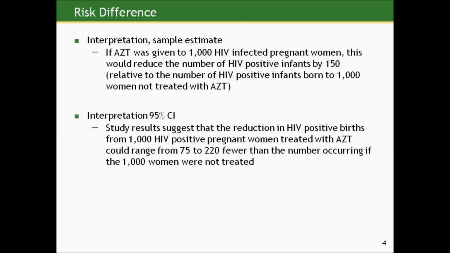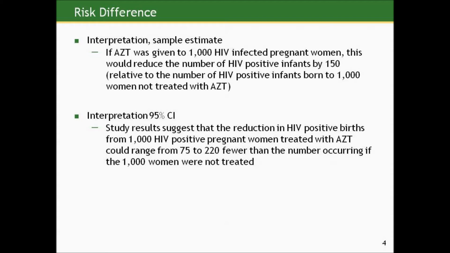How do we interpret this number, though? We've talked about it before, and I kept saying the difference in absolute proportions. But what does that really translate to in a public health context? Well, one way to think about this, that sample estimate of negative 15% AZT to placebo, is to say if we gave AZT to a fixed number of people versus placebo, assuming causality, how many cases of HIV would we prevent? So, for example, we could say something like if AZT was given to 1,000 HIV-infected pregnant women, our study estimates that this would reduce the number of HIV-positive infants by 150, by that absolute decrease in 15%, relative to the number we would see if these women were not treated.